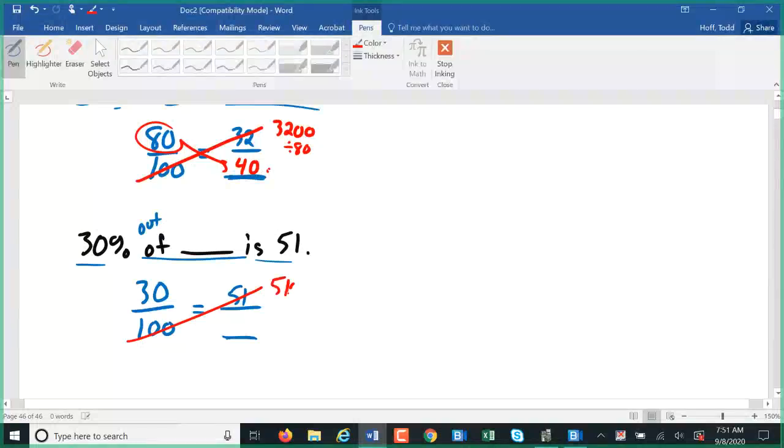That's 5100. The number that's diagonal to the missing number is the 30, so we divide by the 30. 5100 divided by 30 is 170. 30% of 170 is 51.